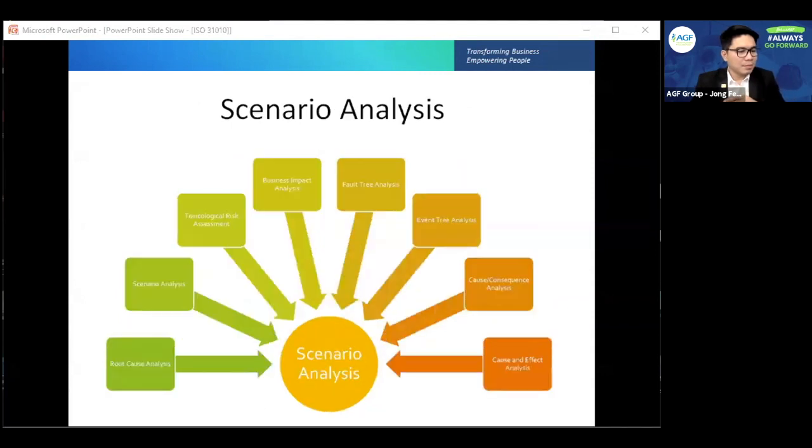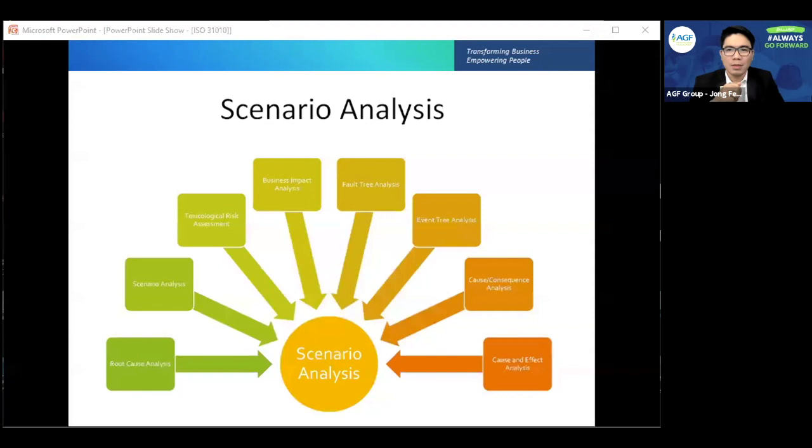Now, we have scenario analysis. This is common. It's scenario-based and situational. The studies will tell you that if this happens, that will happen, because these are things that have been gone through before. We have the famous root cause analysis, basic scenario analysis, toxicological risk assessment, business impact analysis, and fault tree analysis. They're all there: event, cause, consequences, and cause and effect. You've probably heard of these. Which one suits you?